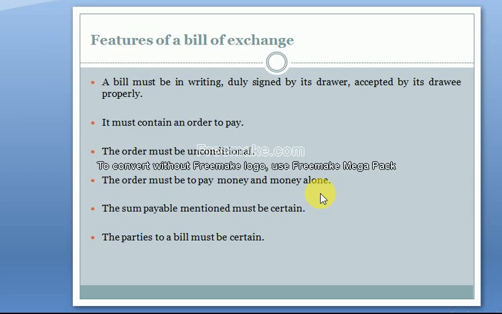Till the maturity, the lender will keep this bill of exchange with themselves, and when the maturity time comes, they will present it to the financial institution or to the issuer for the payment. Sometimes a bill of exchange is also presented before maturity, and on a discount basis the payee will receive the amount.